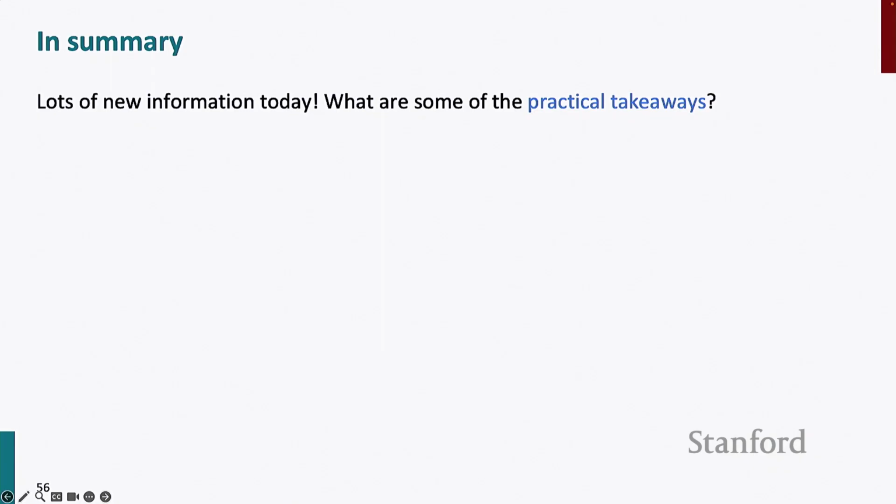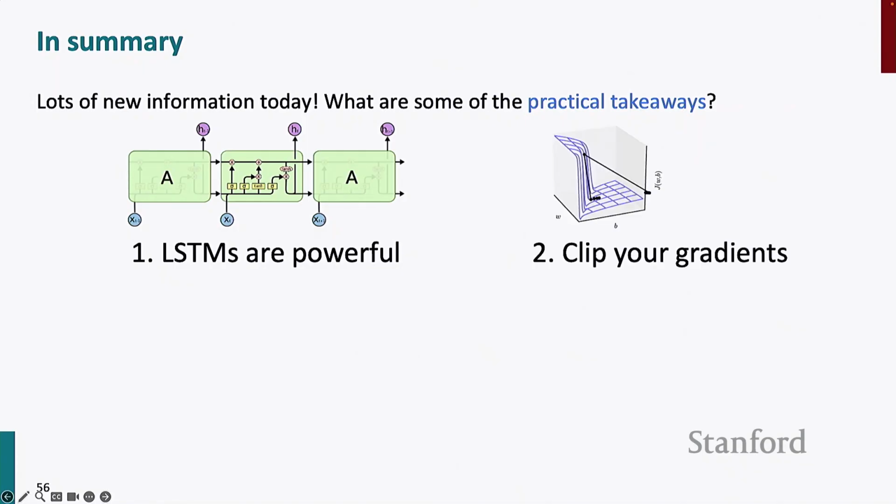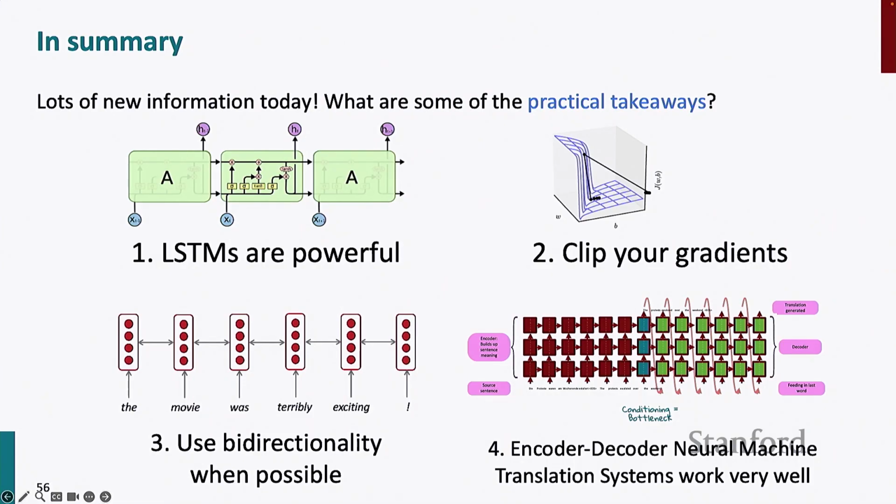So for today, you know, we've learned that LSTMs are powerful. If you're doing something with a recurrent neural network, you probably want to use an LSTM. You should know about the idea of clipping your gradients. Bidirectional LSTMs are good when you've got an encoder, but you can't use them to generate new text. And encoder-decoder neural machine translation systems were a great new technology that advanced the field.